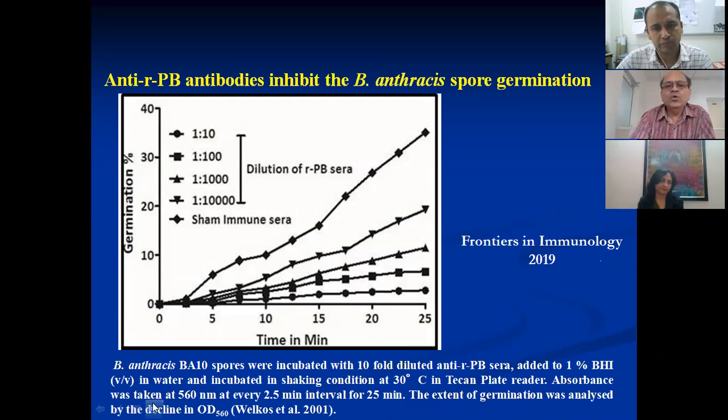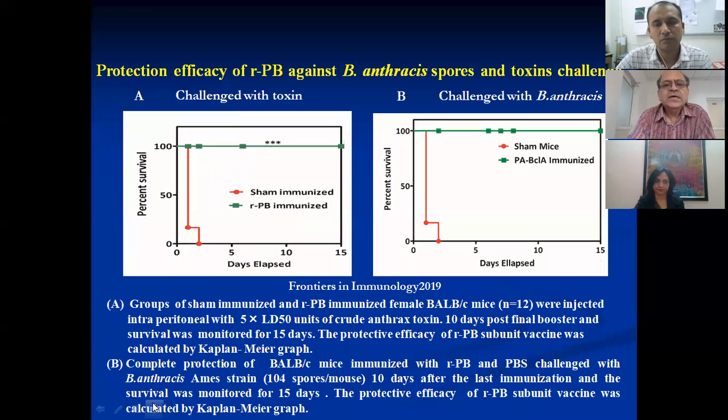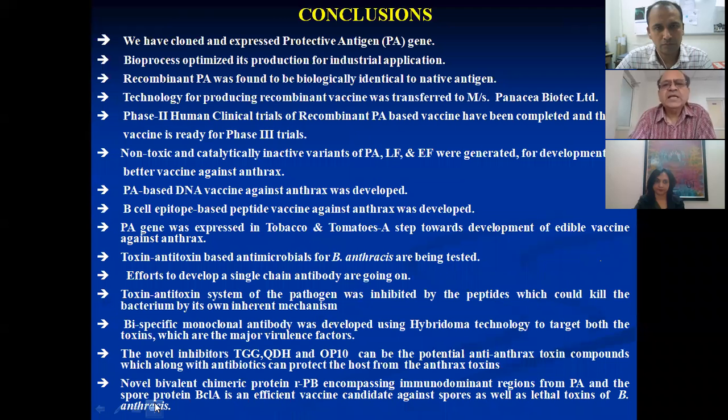So this is again to show that this strategy works in the mouse model. Next slide. Next slide. Okay, so this is the result, that if we do animal experiments, we can protect the animal completely. Next slide. Similarly, this protein also gives 100% protection, okay, in the mouse model. Next slide. I think you can skip this slide, maybe.